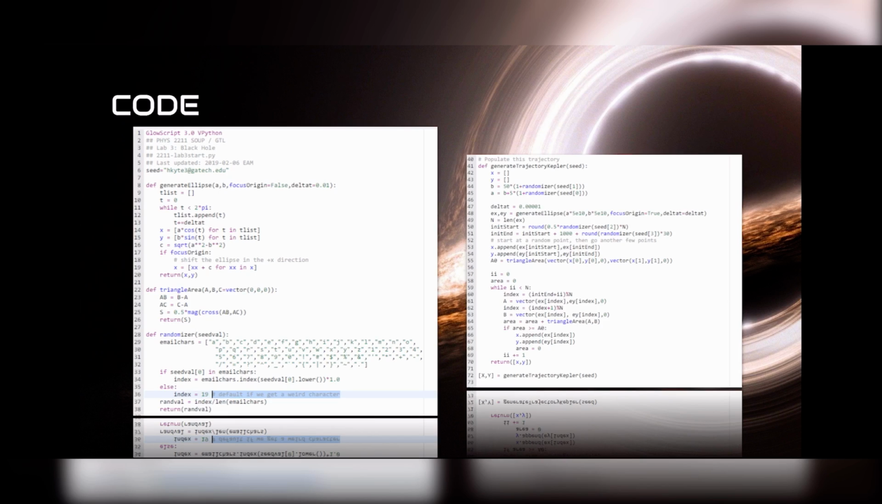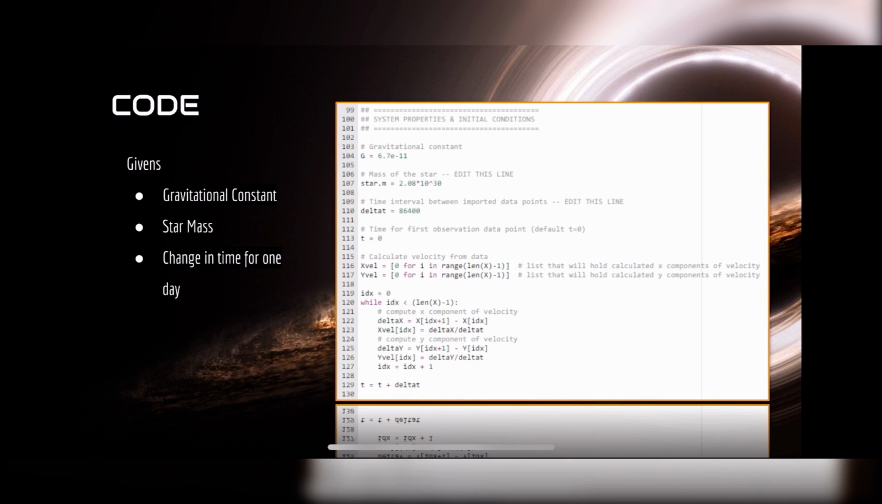So we have our gravitational constant, which was 6.7 e to the negative 11. We have our star's mass, which is 2.08 times 10 raised to the 30th power. Delta T is 400 for the seconds in total for 1 day. On our next slide, we have a few more images describing the kissing circle and the parallel and perpendicular motion.